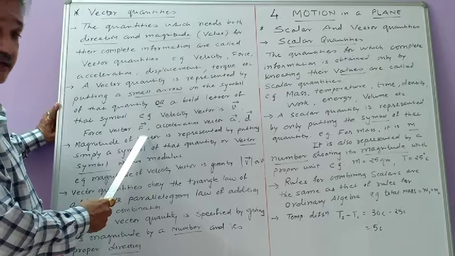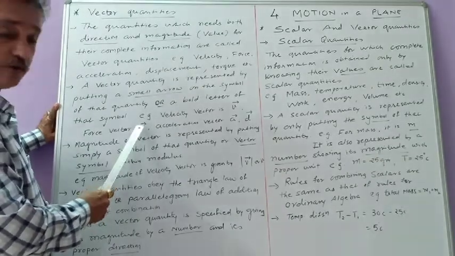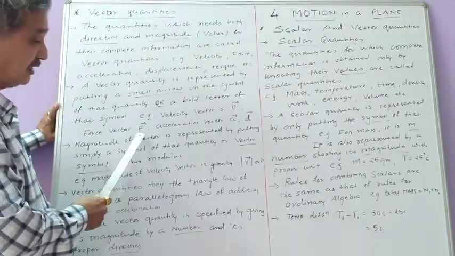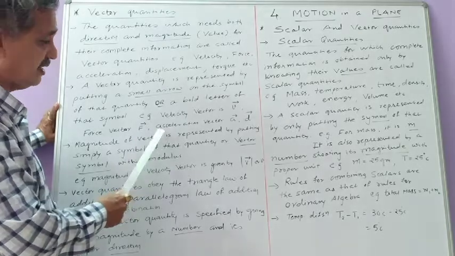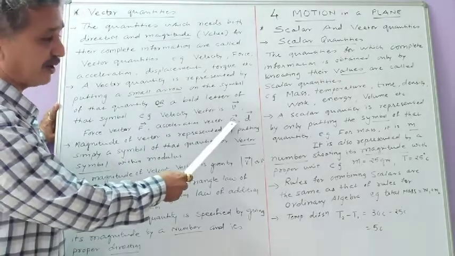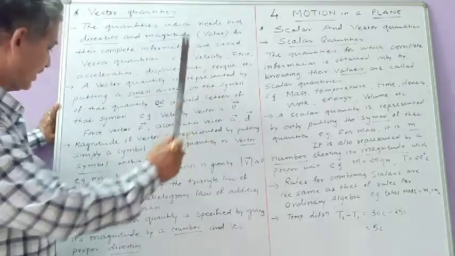Similarly, the force vector can be written as capital F, and above it you put a small arrow. It can be read as vector F. Similarly, the acceleration vector is vector A, and the displacement vector is vector D.